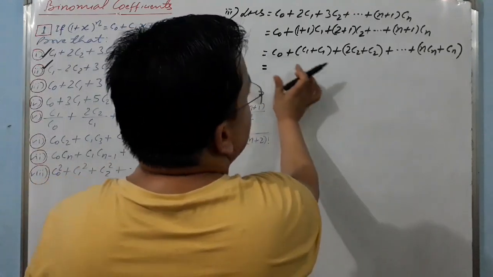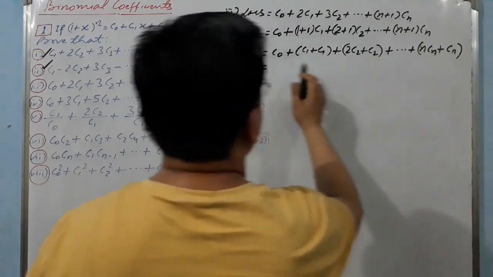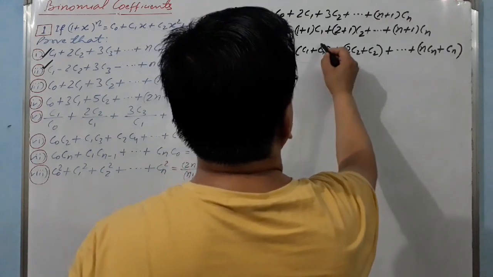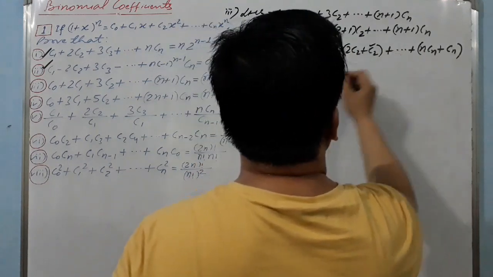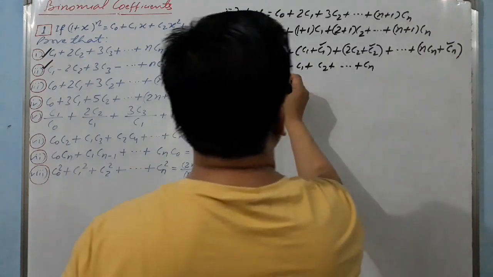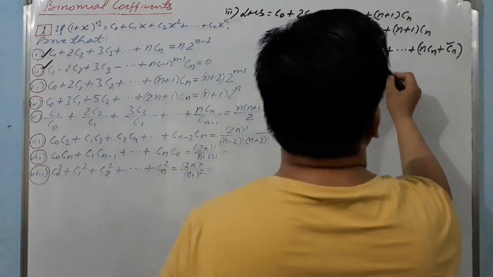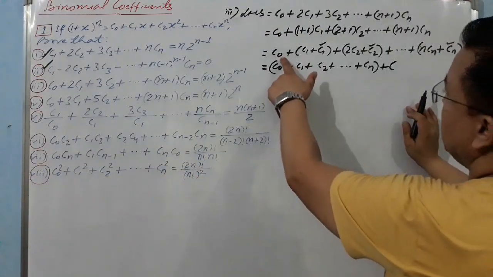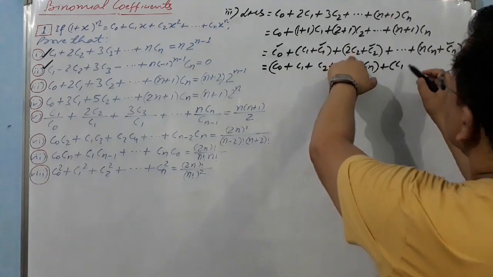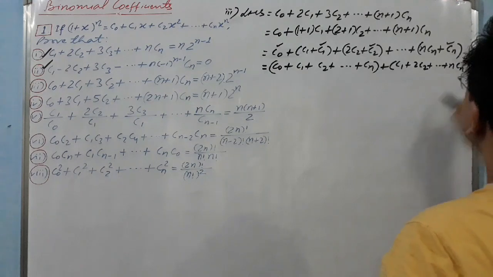Now I'm writing the first part: C0, C1, C2, like this way I'm taking, and dot dot, and finally I'm taking Cn. I have collected these in one bracket. Now the remaining I'm writing in another bracket. C0 is taken, so now we are left with C1 plus 2C2 plus dot dot plus nCn.